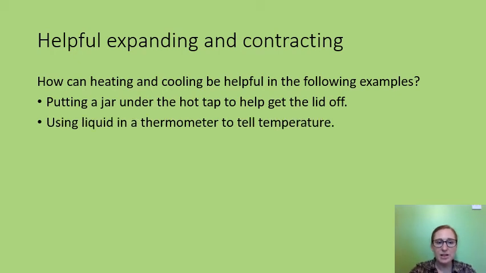The next example is using liquid in a thermometer to tell the temperature. Okay, we kind of discussed this before, so have a think for a moment. Okay, the liquid in the thermometer, when it's heated, it will expand, and it will expand up the scale, and that will show a warmer temperature. Whereas if it's cold, the liquid will contract down the scale and it will show a lower temperature. It's a really accurate way of showing the different temperatures.